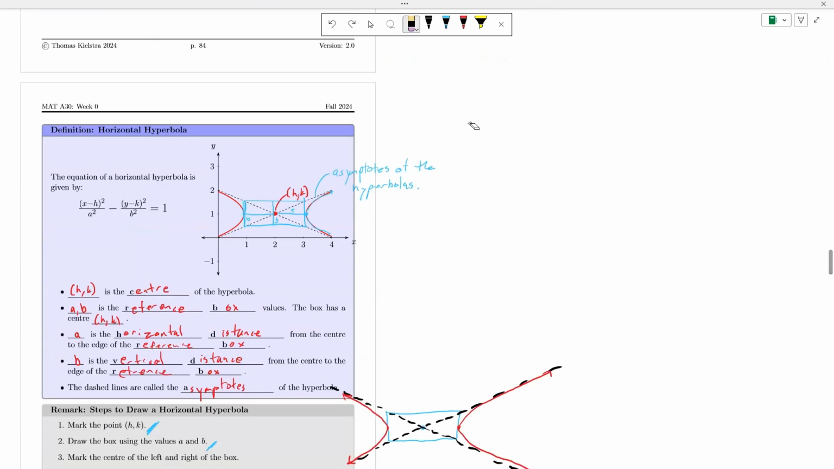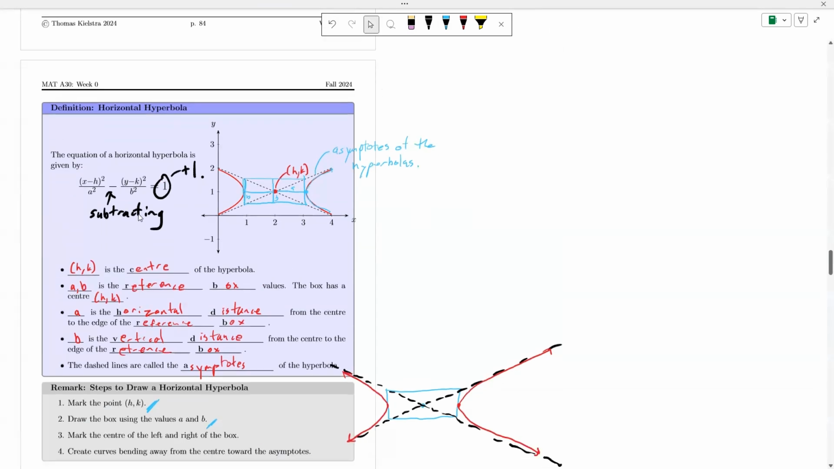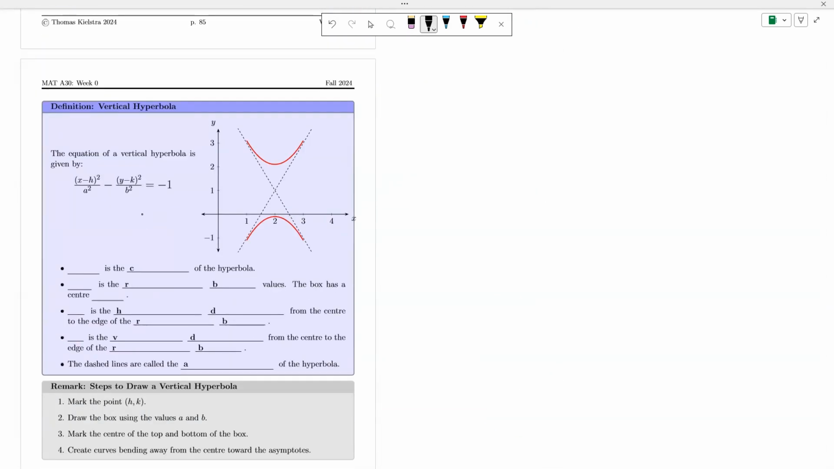In circles we add, but for the horizontal hyperbola we're subtracting, and this is +1. Okay? So it's subtracting instead of adding. So in circles we add, horizontal hyperbolas we subtract, and our answer is 1. With our vertical, we're still subtracting, but our output is going to be -1. Okay? And now we have the same shape.